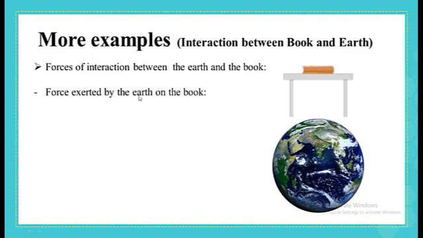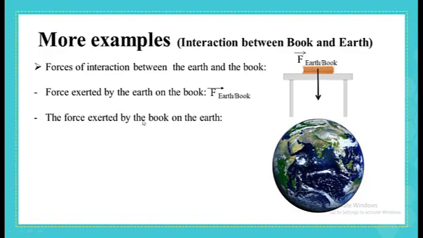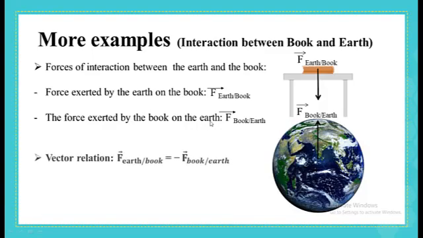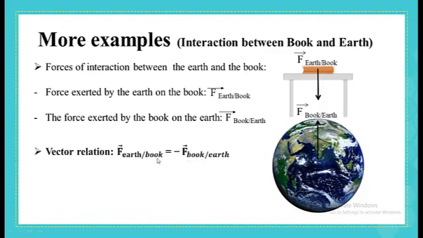We have a force exerted by the earth on the book, represented by F vector earth on book, and here's the force represented by this vector, and at the same time the book exerts a force on the earth. Now it's time to write the vector relation between these two forces. They have the same magnitude but opposite direction. And this is the magnitude relation between these two forces. They have equal magnitudes. Here we have no vectors.